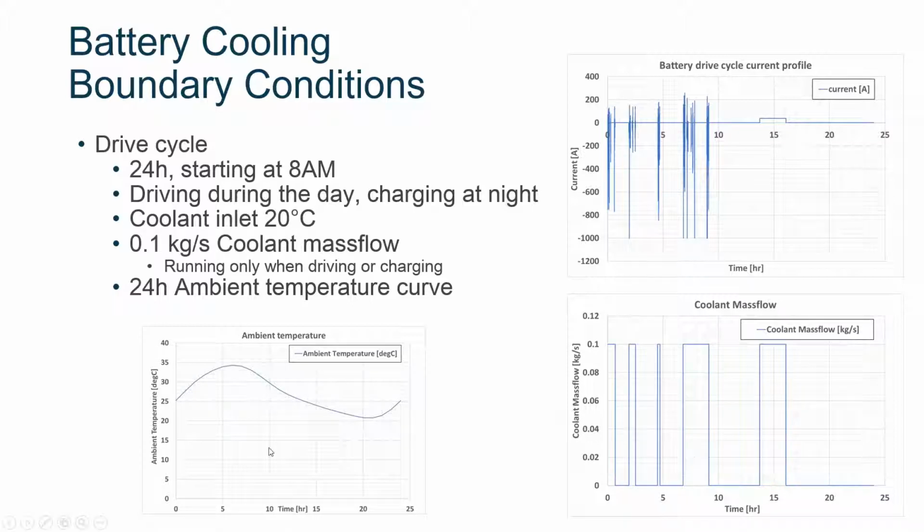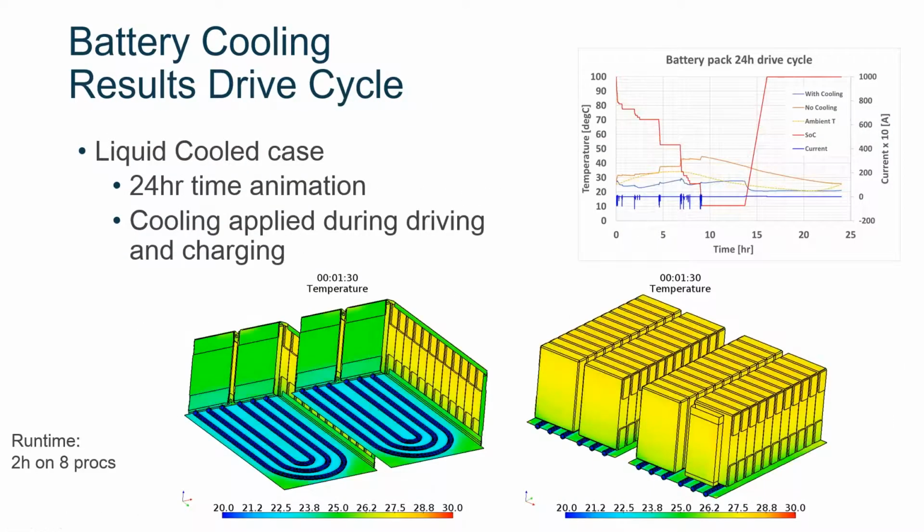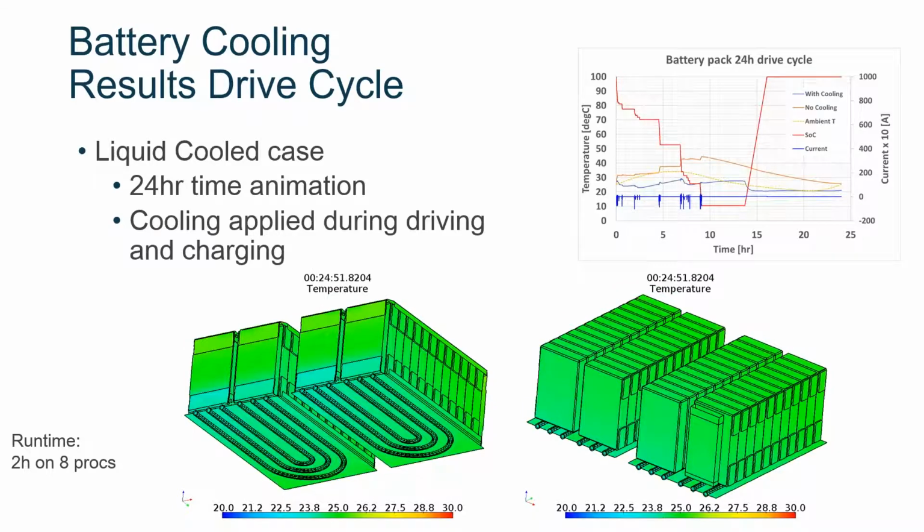The ambient temperature is changing, and then we can look at the temperature results. So this drive cycle of 24 hours, you see that the battery starts full at 100%, but then during the drive cycle, at the end of the day, it's at empty, then being charged again. You see the cooling channels, as a function of time, cooling with the imported HTCs from CFD.